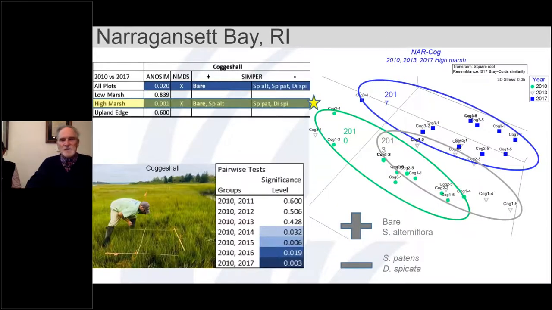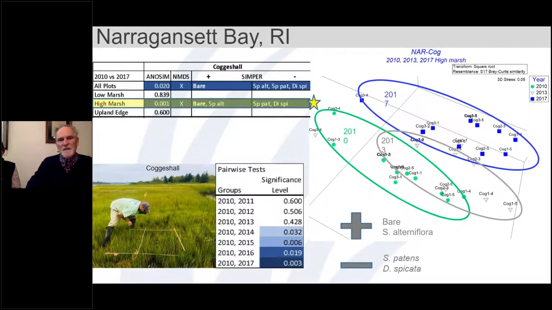So the next slide shows Kenny Raposa looking at his high marsh and doing a point intercept count of his high marsh. What multivariate analysis does is it looks at the whole plant community of an observation and categorizes that plant community for that observation. So for every plot and every year, it creates a different plant community. We use Primer to analyze the data, and the analysis of similarity shows the biggest differences in the high marsh, as you can see in the small table in the upper right. So our high marsh has a 0.001 likelihood of being different communities, that high marsh community changing over time.